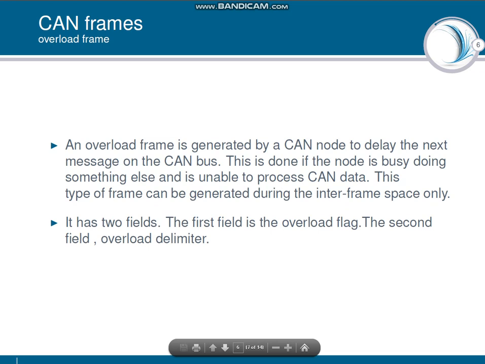The last frame is the overload frame, which is generated by a CAN node to delay the next message on the CAN bus. This is usually done if the node is busy with something else. The two fields of the overload frame are overload flag and overload delimiter.